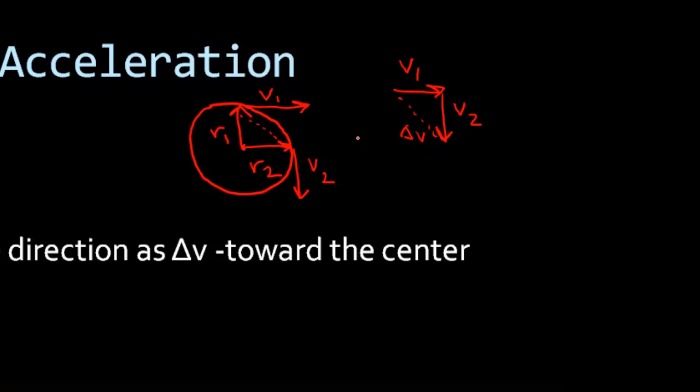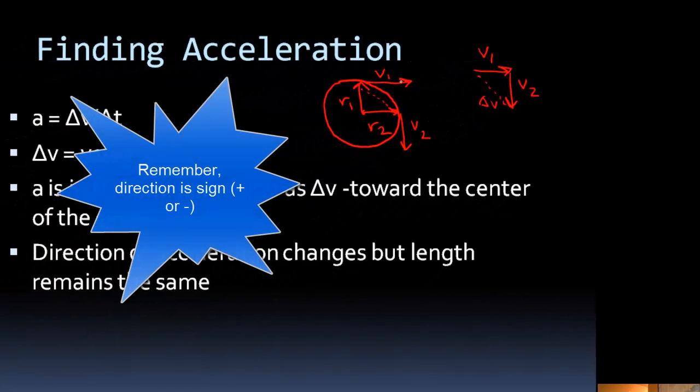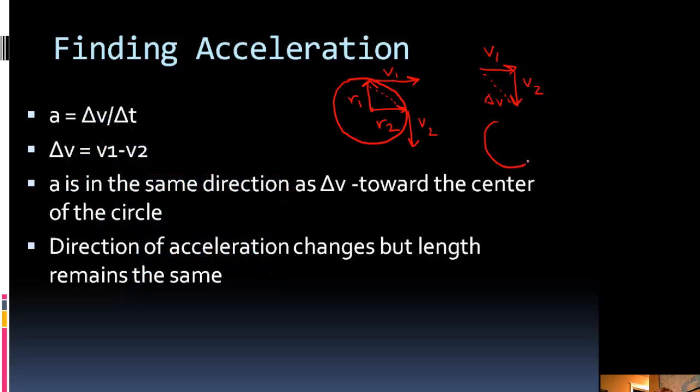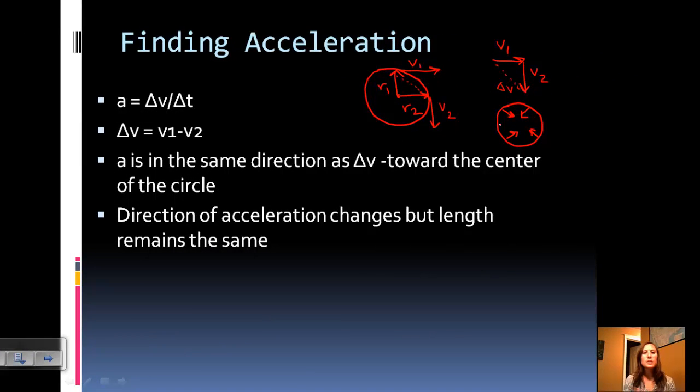And so now, if I look at my acceleration, it's in the same direction as the change in velocity, but now it's going to point towards the center of the circle because acceleration is what's called center-seeking or centripetal. And the direction of acceleration changes, but the length will remain the same. So at different points, we will have this acceleration pointing in towards the circle. Now, conceptually, you would need to understand this, but you don't need to be able to replicate this drawing. You just kind of need to understand theoretically where this is coming from.